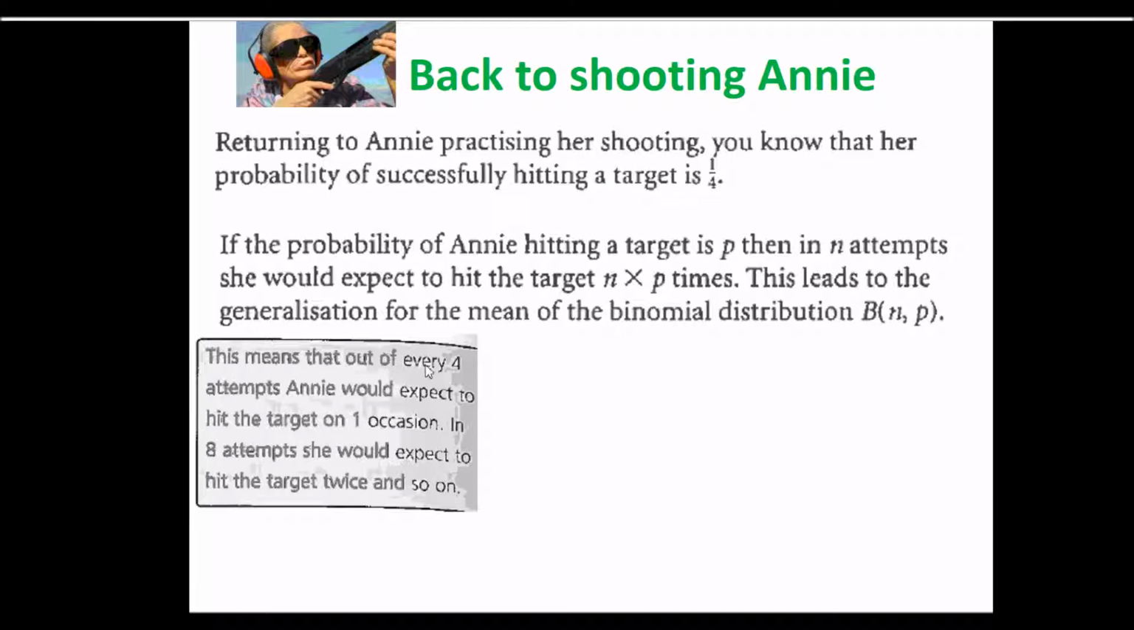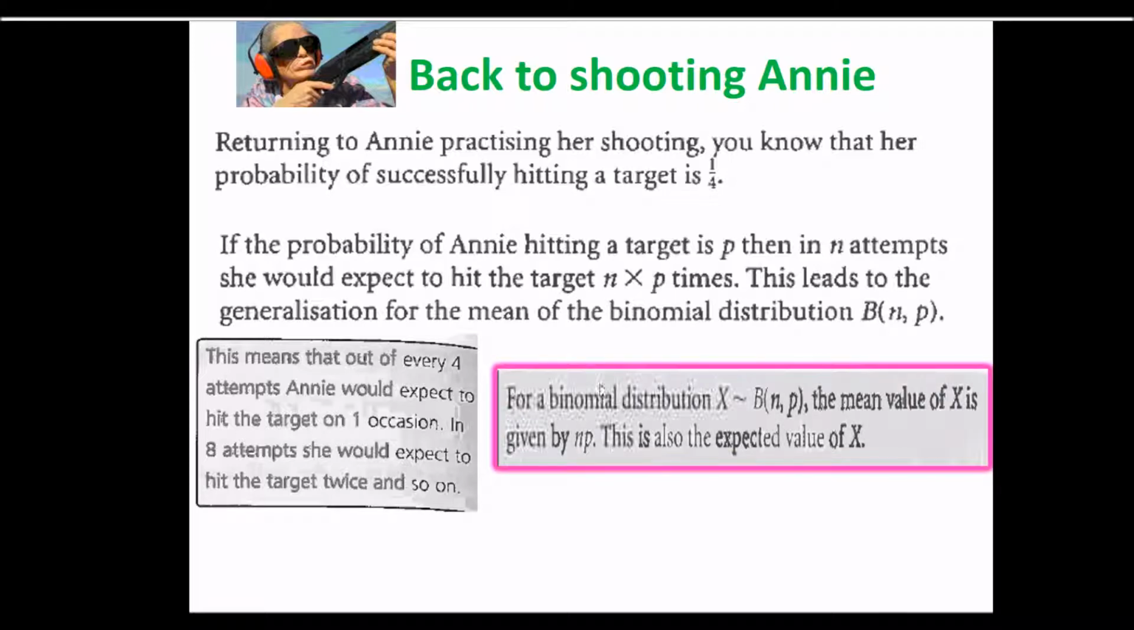This means that out of every 4 attempts, Annie would expect to hit the target once, because it's a 1 in 4 chance. For every 4 times she shoots the gun, we would expect that she would hit the target once. She's got a 1 in 4 chance of success. In 8 attempts, you would expect to hit the target twice, because a quarter times 8 is 2, and so on.